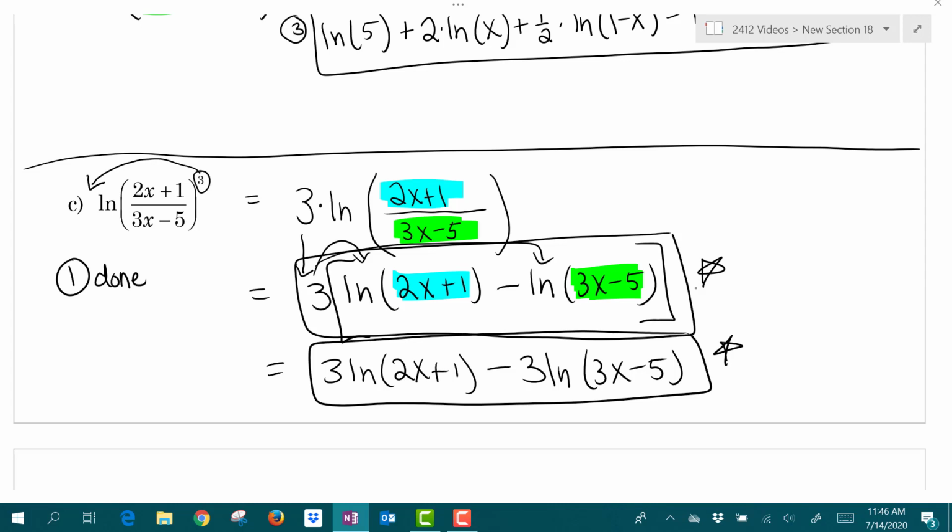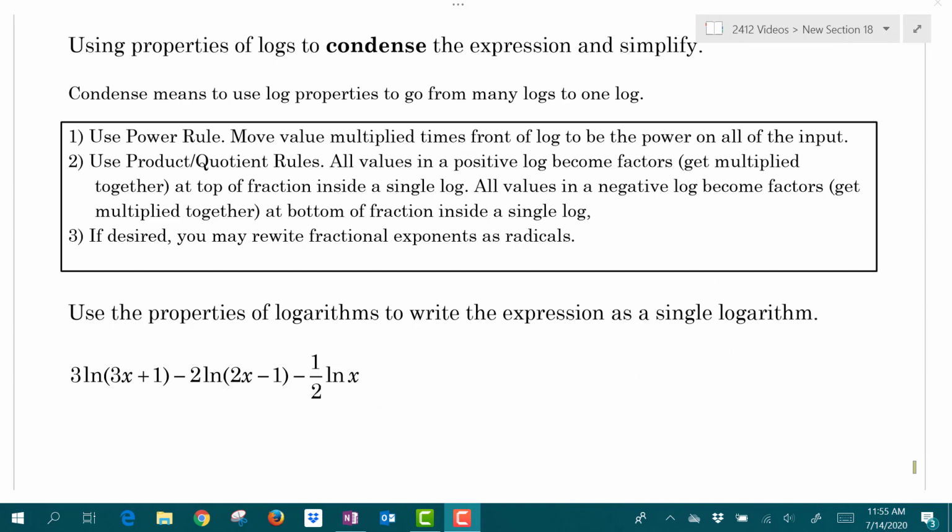Alright, so we've used our power rule and our product rule and our quotient rule to expand so that the inputs don't have any powers, there's no quotients, and there's no products. Now we're going to look at the opposite of expanding, which is called condensing. Condensing means to use all of your log properties to go from many logs to one log.